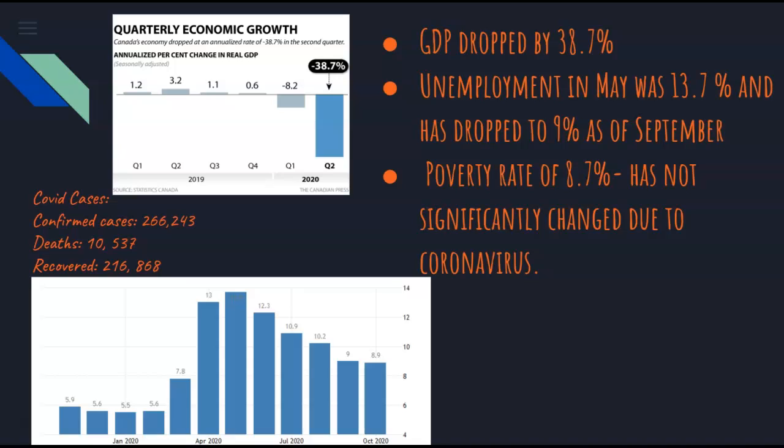And there's a glimpse at the COVID cases. They have 266,243 confirmed cases and 10,537 deaths, with a total of 216,868 people recovered. These charts just show: the first chart up in the corner shows how GDP dropped in the second quarter, and the second graph shows the unemployment rate for coronavirus and how it has impacted Canada.